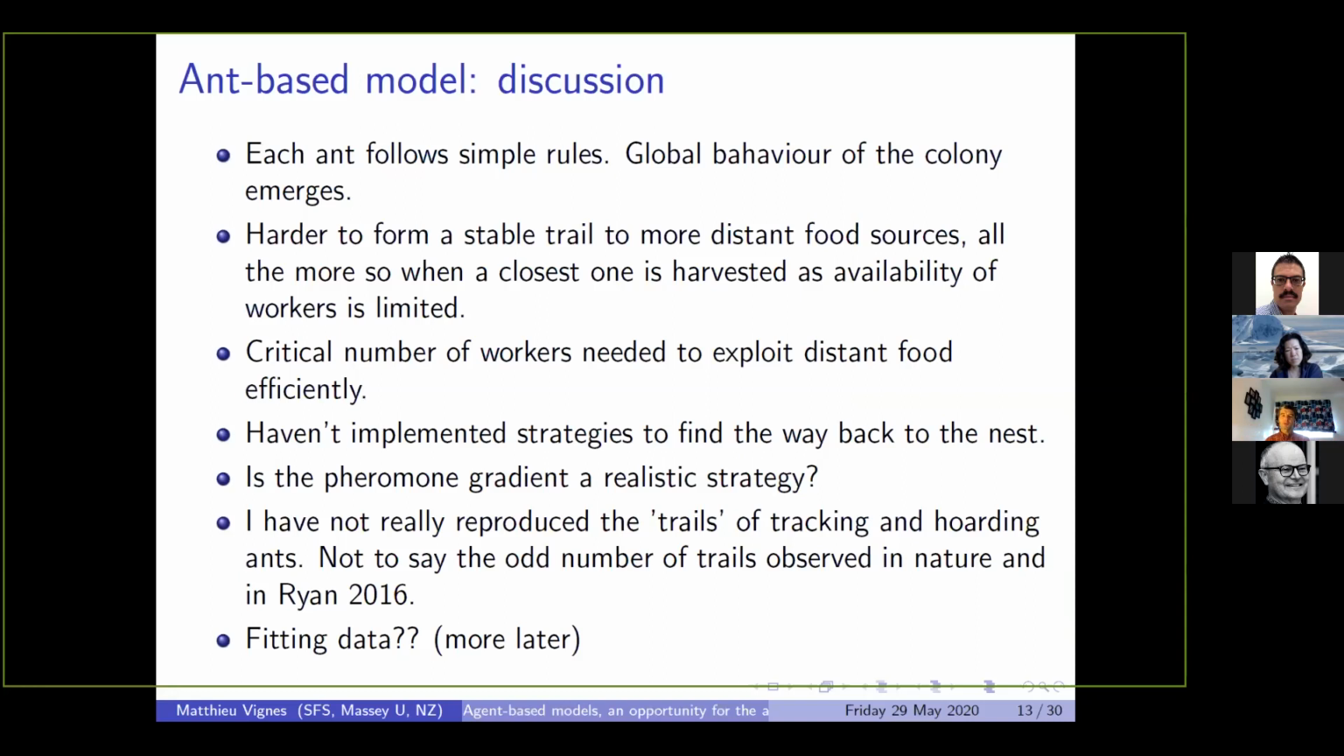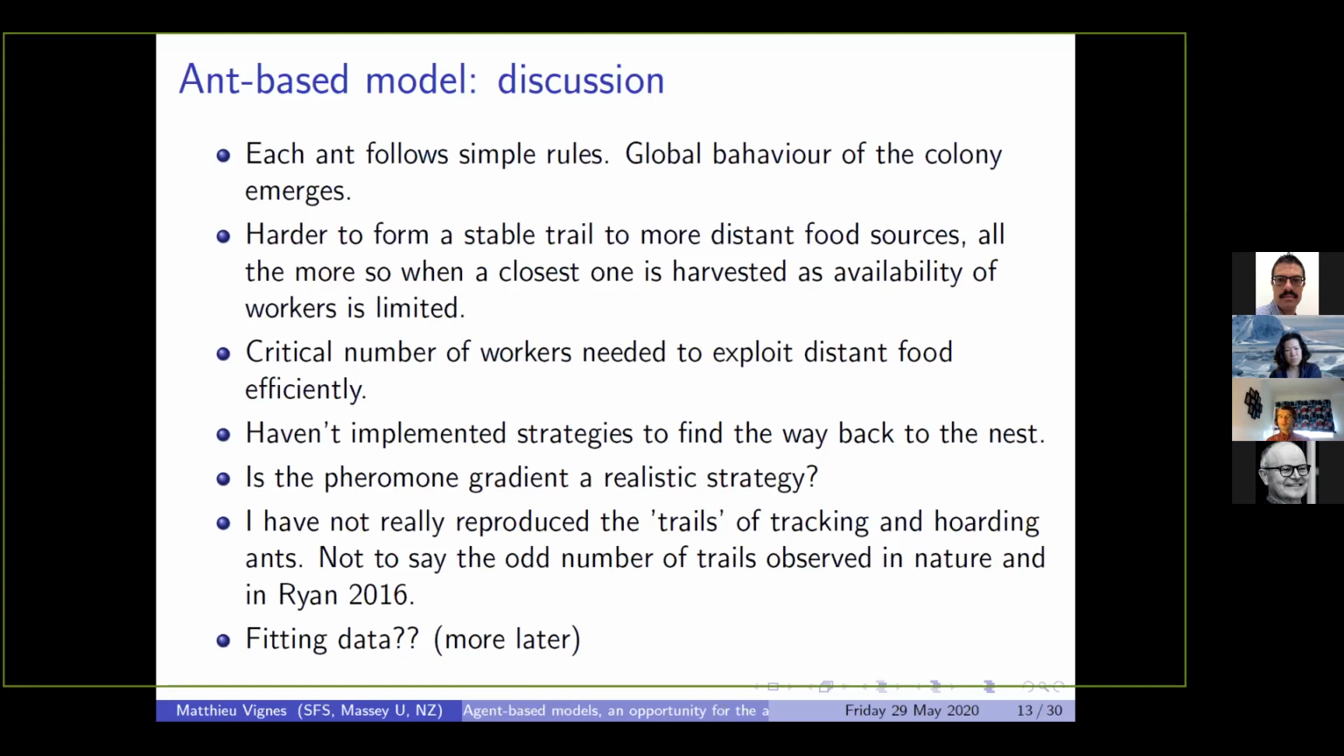I haven't implemented any strategies to find the way back to the nest. So what I did is that once the ant had found the food source and had harvested food, it was coming back to the nest. It knew how to come back to the nest. I'm not too sure that the pheromone gradient is the only strategy that the ants use, either to go to the food source or actually to come back, because I think that's what they do. They follow these trails as well.